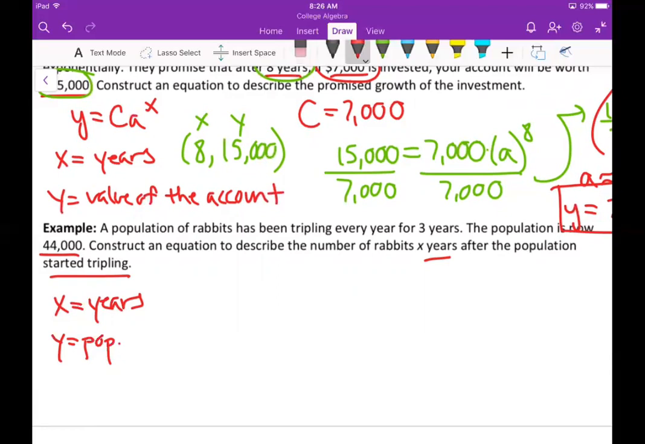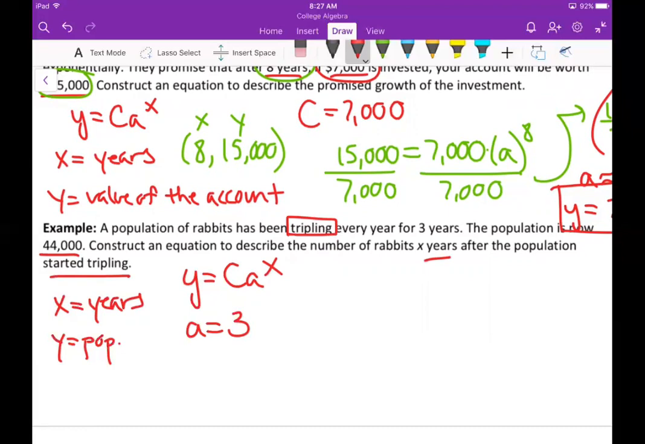Okay, so we know we're going to be working with y equals c times a to the x, and we're trying to figure out, all right, do we know c? Do we know a? Do we know a combo of x and y to help us find any missing values for this equation? So I go back. I say, okay, it says a population has been tripling, and that means right there that my growth factor is 3. If I'm tripling, I'm multiplying by 3 every year. So we know A is 3 from tripling.